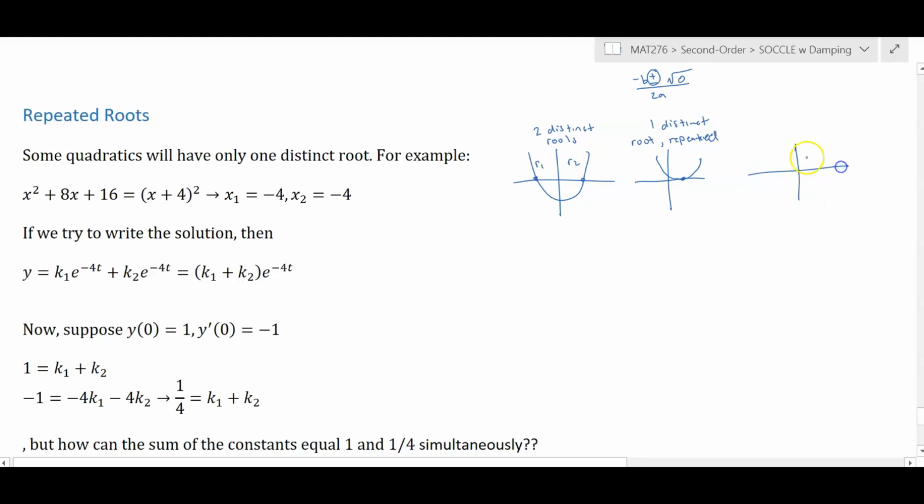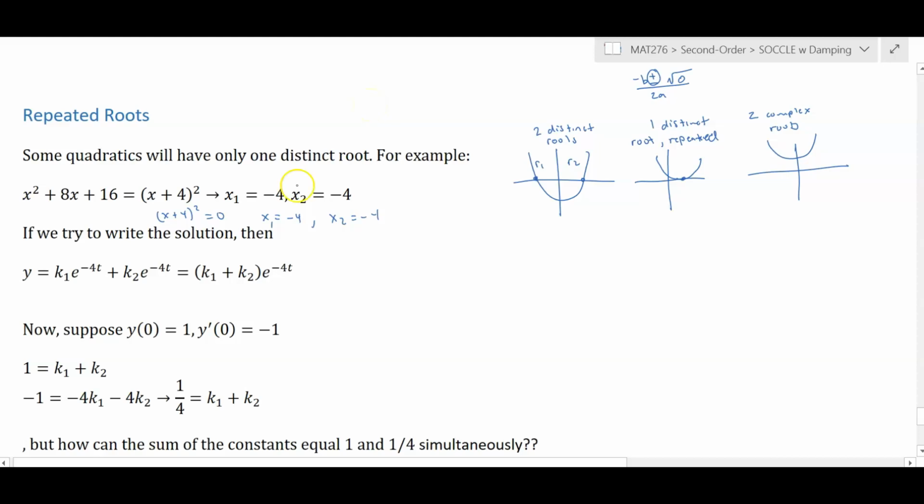And then we've already seen the complex roots case, where we have what we call two complex roots. Okay, so here's an example of a repeated root, and this one's actually factorable: x plus 4 quantity squared, right? And then this would be set equal to 0, and we basically just get x equals negative 4, and we get it twice, right? So we'd say x1 is negative 4, x2 is also negative 4.